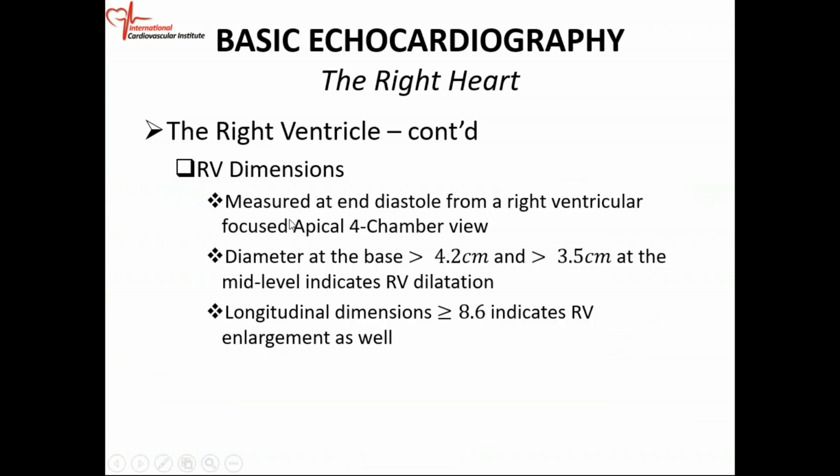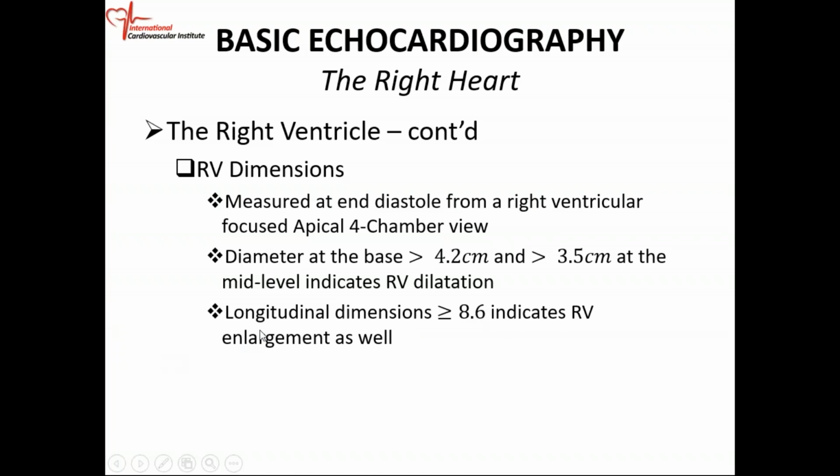All right, so what are the measurements we're talking about? There are some slight changes in these measurements, but for the basal measurement, we talk about anything greater than 4.2, and for the mid, greater than 3.5. So measurements greater than these numbers suggest RV dilatation. And then longitudinal dimension, anything greater than or equal to 8.6.